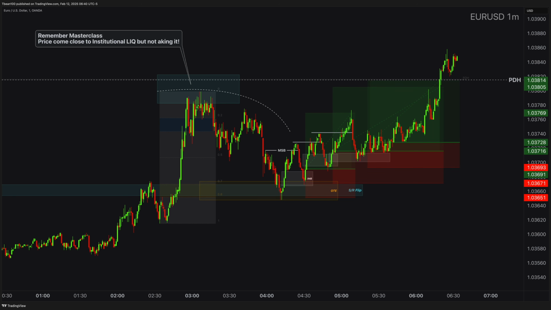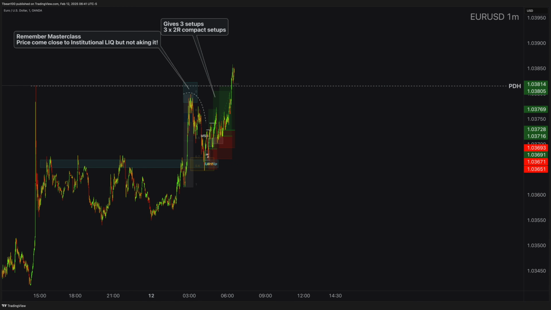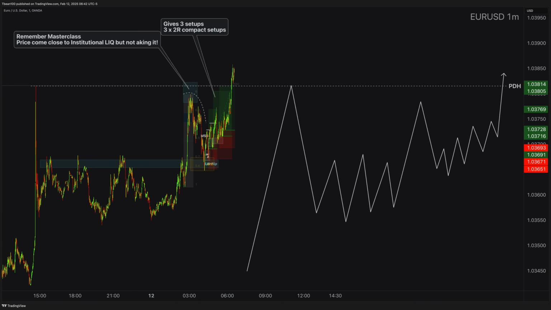Notice how the structure keeps breaking until it takes out the previous day high. This gives you 3 times 2-hour setup chances. If you miss one, you can take the other one. So, what happened here? Let's go step by step with price action again.